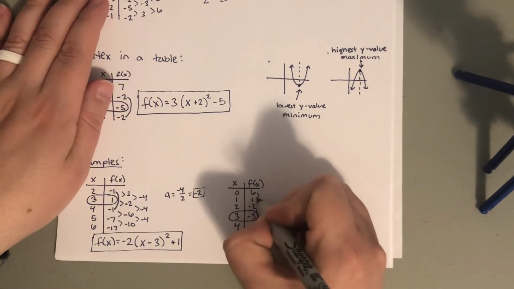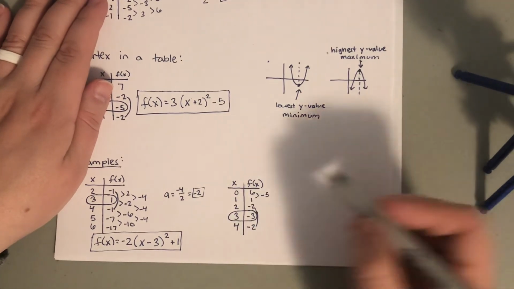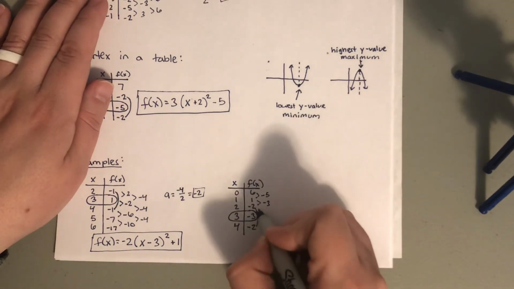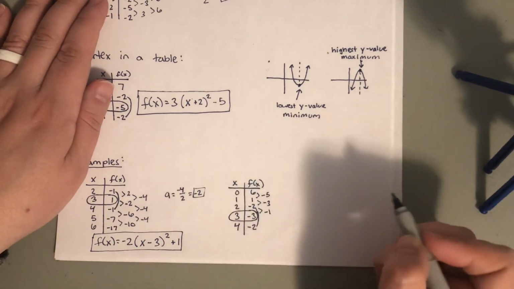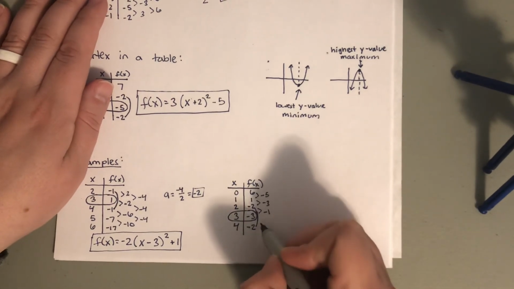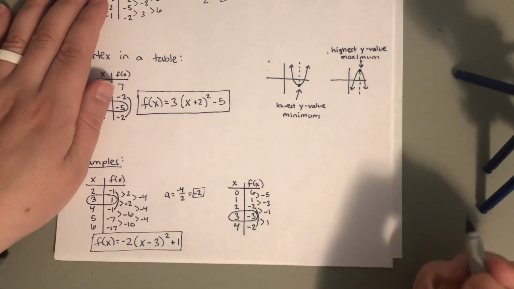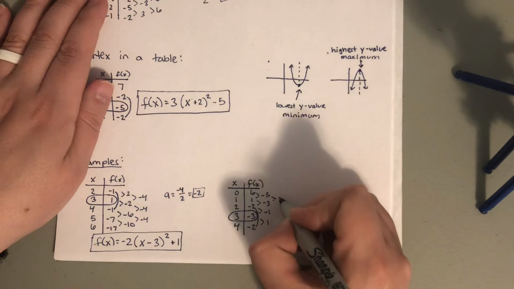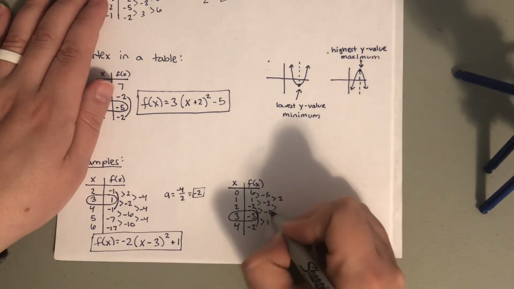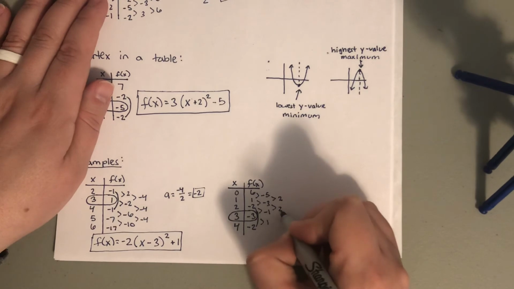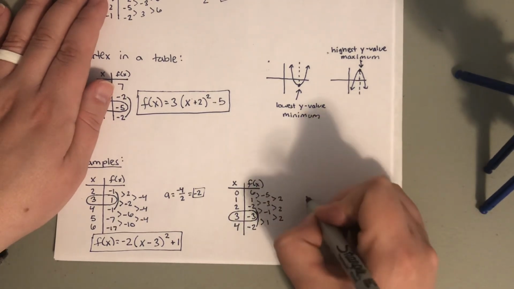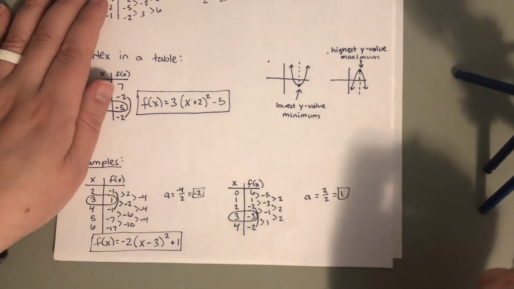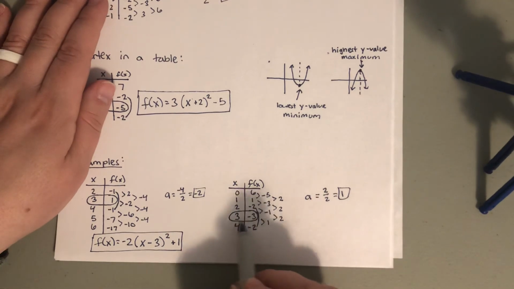So we have 6 to 1, which is going down 5. From 1 down to -2 would be down 3. From -2 down to -3 is subtracting 1. And then from -3 back up to -2 is adding 1. That's our first change. If we find the second change, from -5 to -3 is +2. From -3 to -1 is adding 2 and adding 2. So A would be half of 2, which is 1. So we have our A value, we have our vertex.